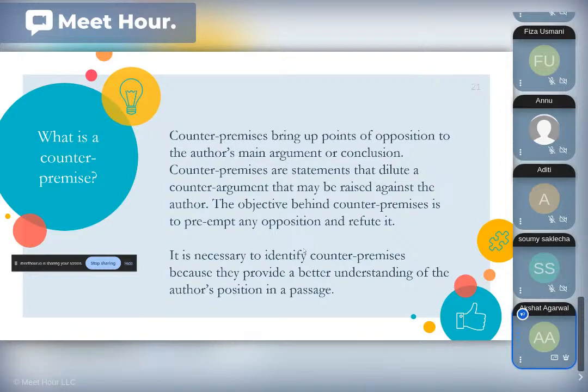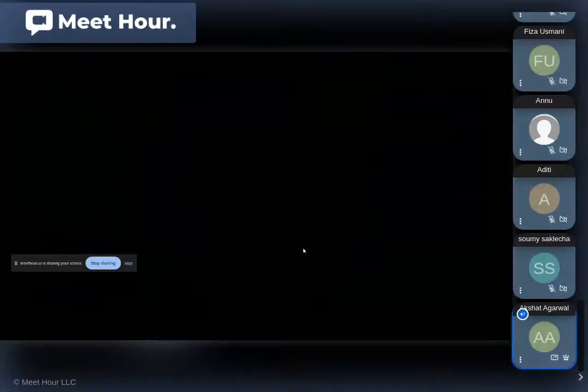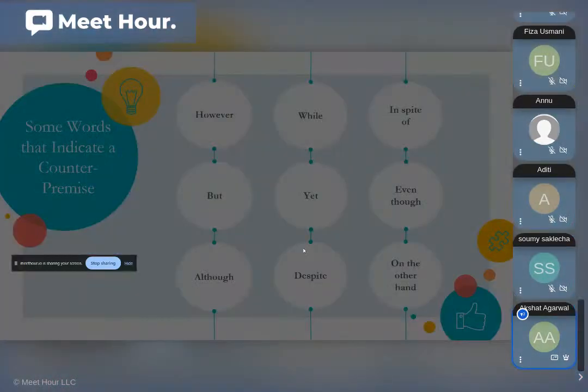And this usually happens. Authors in general take a very balanced opinion, they're not very opinionated, right? If they're discussing the merits of a policy, they'll also discuss the demerits of the policy. And this contrast is usually presented through counter premises, which is why it's important to identify them, because if you don't identify them, you'll only see one side of the story, you'll not see the other side of the story. Okay? I hope that makes some sense.